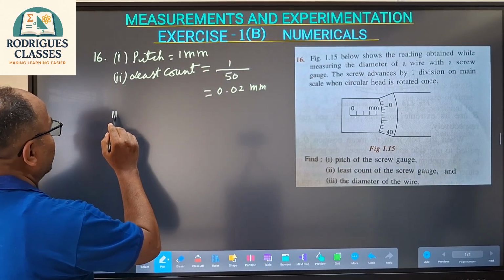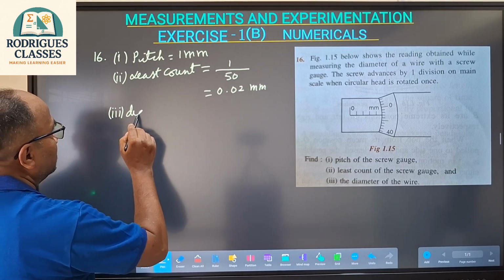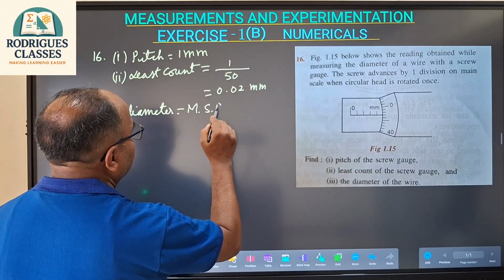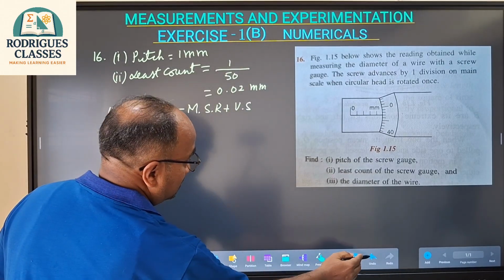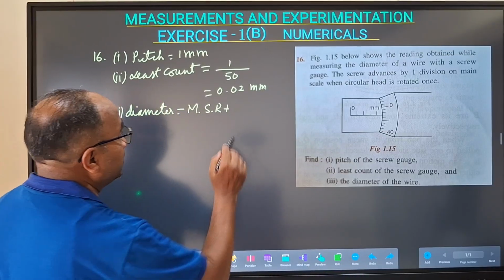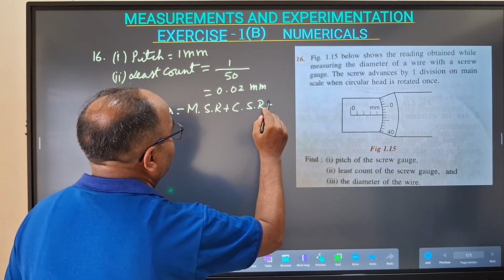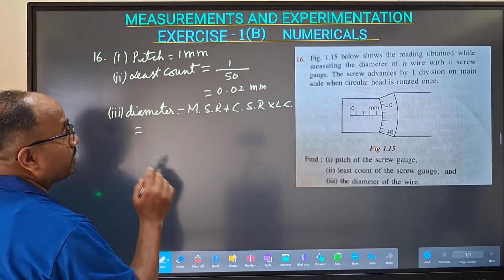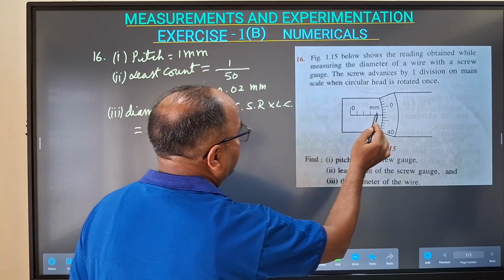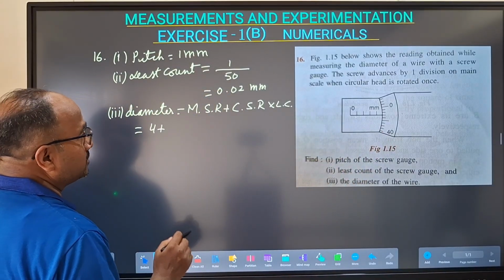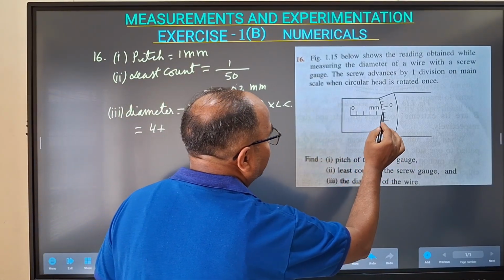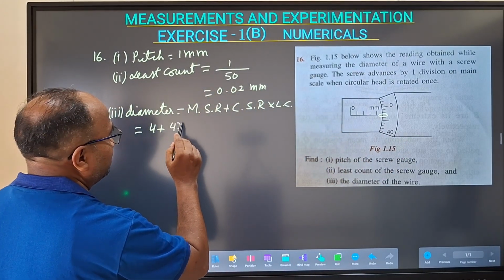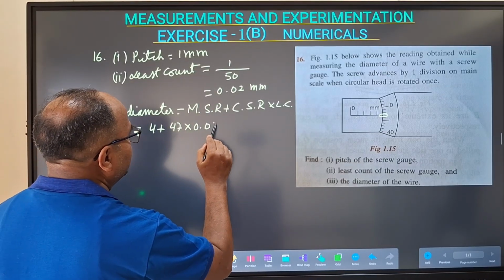The third one is to find the diameter. So MSR plus, I went down to write VSR. We are doing screw gauge, so that will be circular scale reading into the least count. Now MSR, as I told, 1, 2, 3, 4, that is 4 millimeter, plus the CSR, circular scale reading. This one is matching 40, 45, 46, 47. So 47 into the least count 0.02.